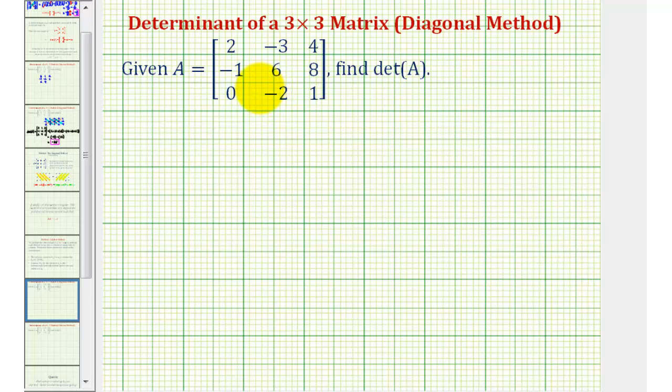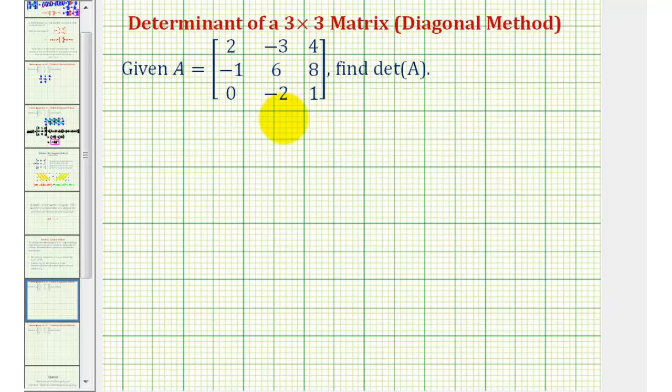Welcome back for a second example of finding a determinant of a 3 by 3 matrix using the diagonal method. To set up the diagonal method, we want to form a 3 by 5 arrangement of elements using the elements from matrix A. So the first three columns of the 3 by 5 arrangement will be the same as matrix A.